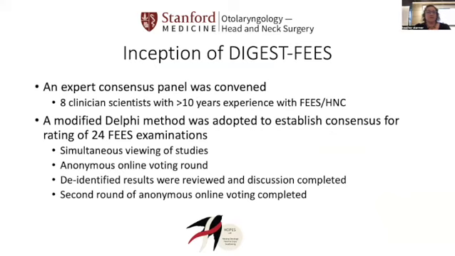And so what we did to establish the scale was we had this expert consensus panel. We had 8 individuals with greater than 10 years experience working with both fees and head and neck cancer patients. And we did what's called a modified Delphi approach to establish consensus. So we rated together 24 fees examinations. What we would do is we would watch the video, everybody would rate what they thought the Digest safety, efficiency, and overall grade severity was. Then we'd review the results in a de-identified manner, discuss where there might have been some differences of opinion, and then did a second round of voting based on that.